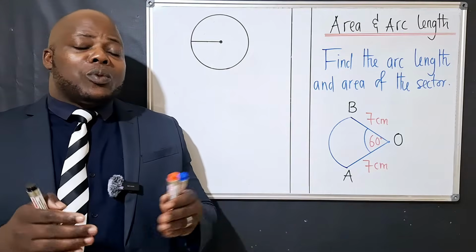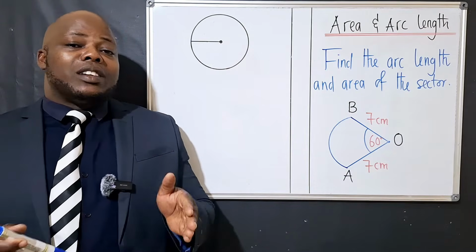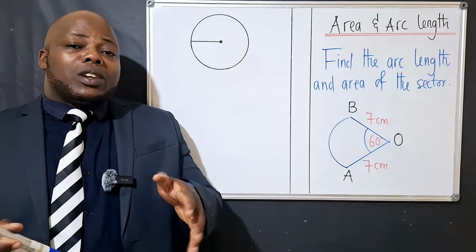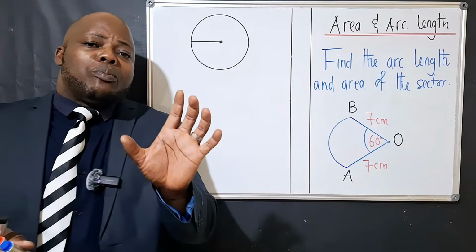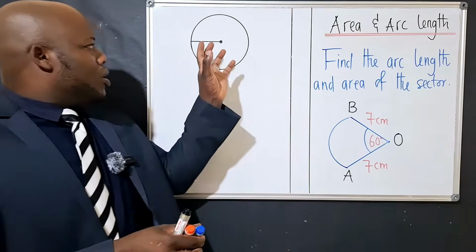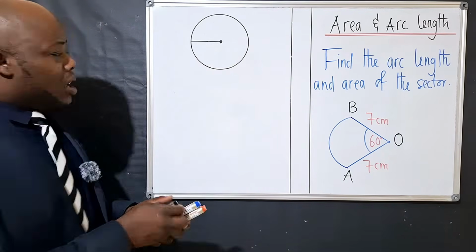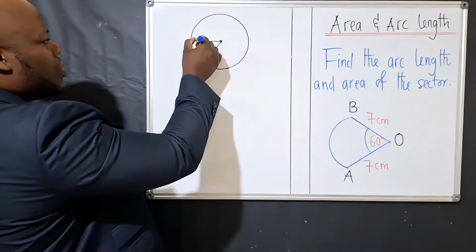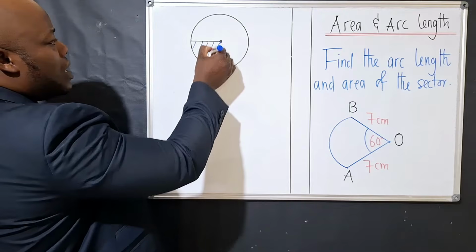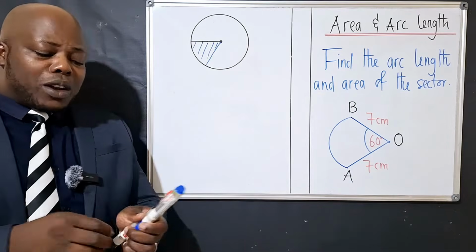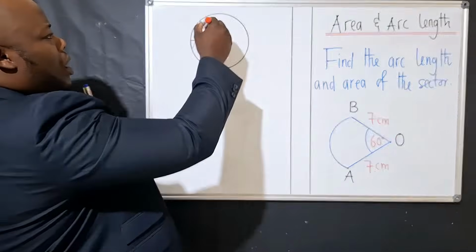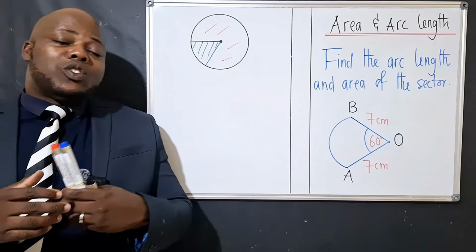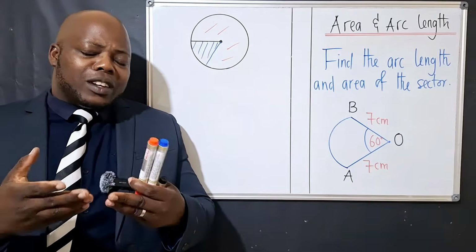Alright, so in this video we're looking at arc length and area of a sector. Please note that when we talk about a sector, we're simply talking about a portion of a circle. You can see the circle that we have here. If we cut like this, this portion is a sector, and what is remaining up here is also a sector. So this is what we need to know when it comes to a sector.